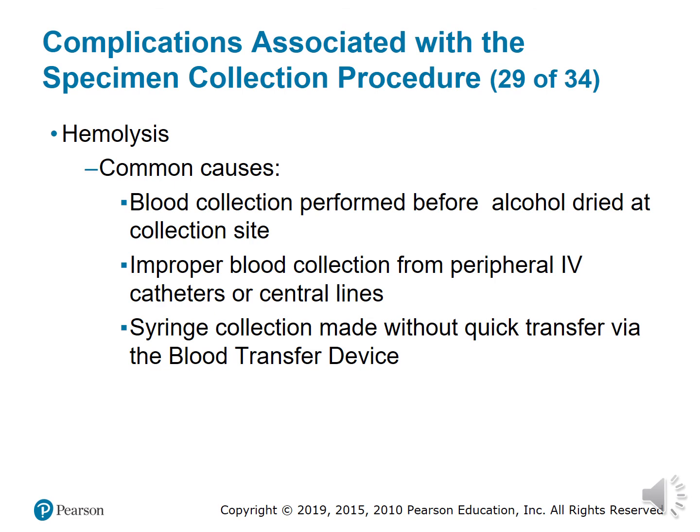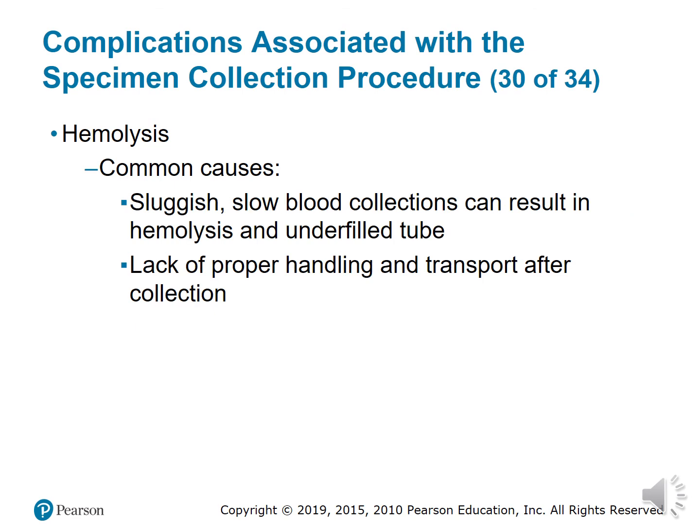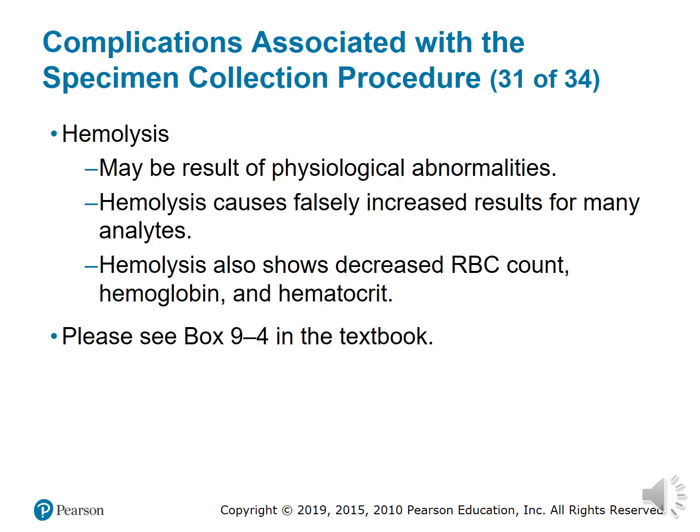Blood collection performed before alcohol dried at the collection site, and improper blood collection from peripheral IV catheters or central lines. Syringe collection made without quick transfer via blood transfer device. Sluggish, slow blood collection can result in hemolysis and underfilled tubes, lack of proper handling and transport after blood collection. May be the result of physiological abnormalities. Hemolysis causes falsely increased results for many analytes. Hemolysis also shows decreased RBC counts, hemoglobin, and hematocrit.